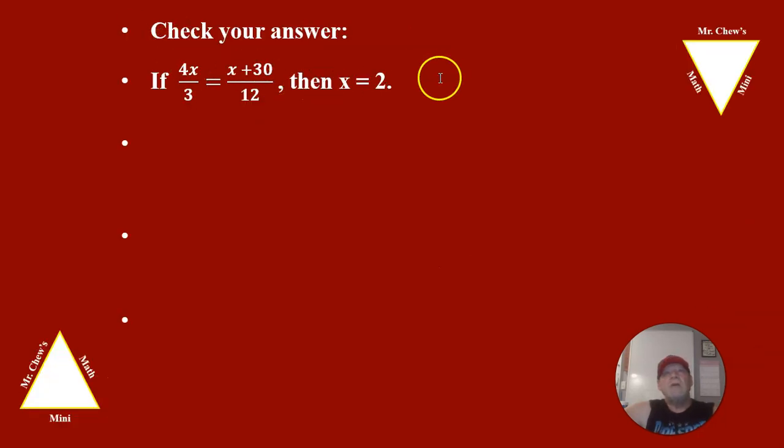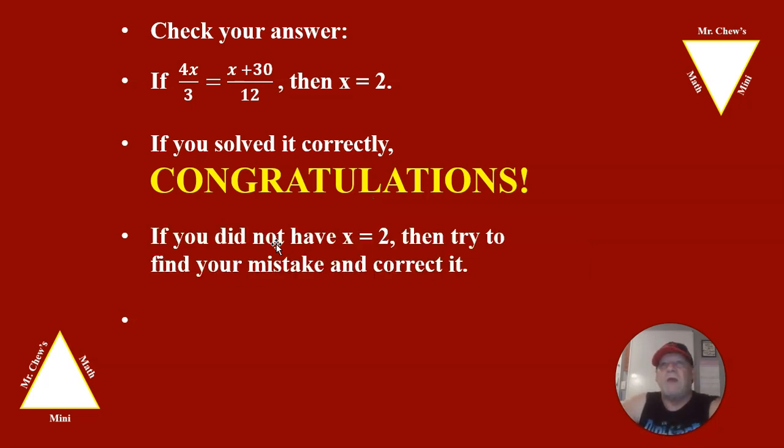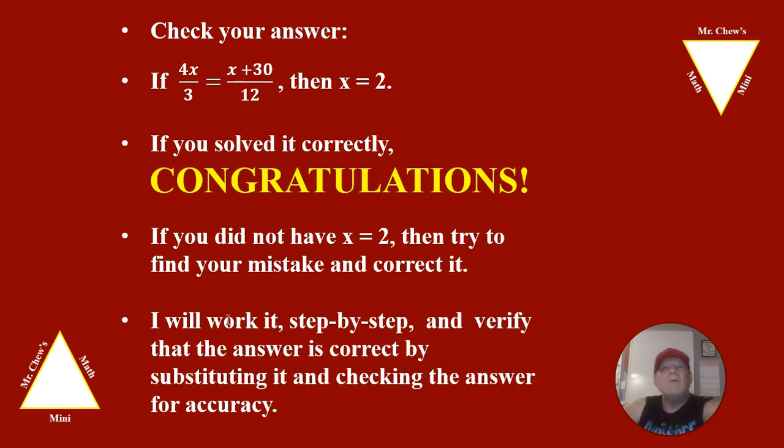The answer is x equals 2. So if you were able to get it right, congratulations! You win the Mr. Chu Math Mini of the Day. If you didn't get x equals 2, then try to find your mistake and correct it when I work through it. I'm going to go step by step, and then I'll verify the answer by checking it after I substitute. So let's get to it.